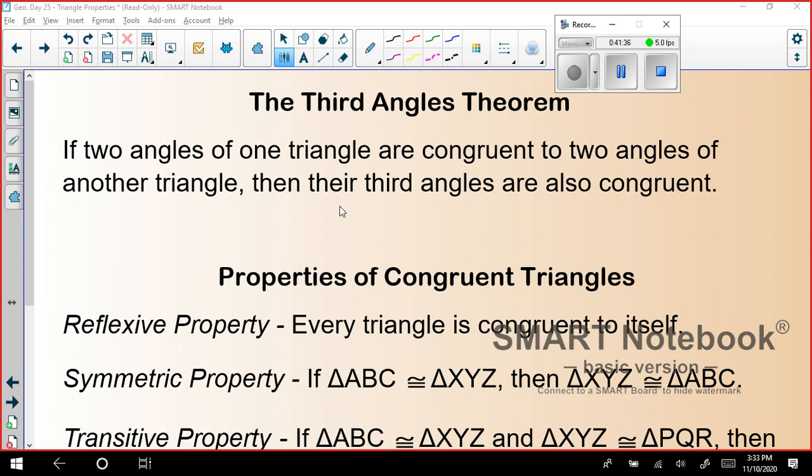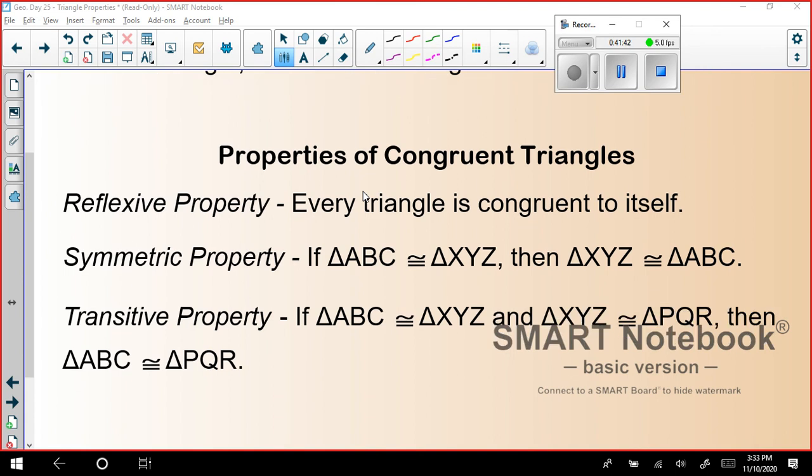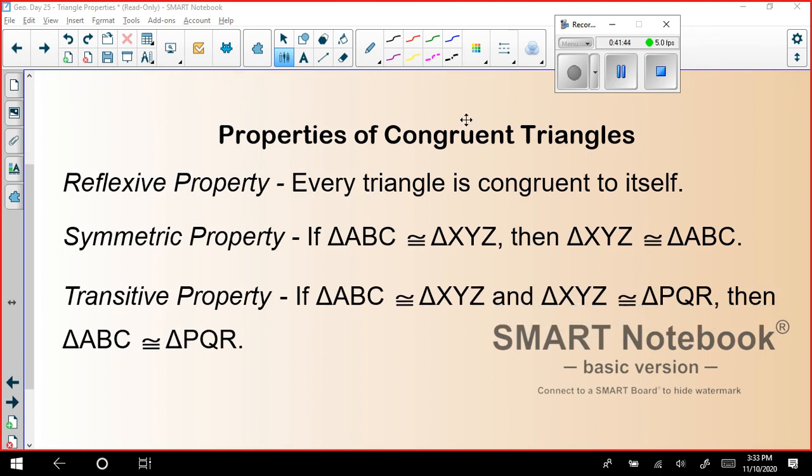Note this one, very important. And the other properties that we studied for side length and angle congruence will also hold good for triangle congruence. We can say that each triangle is congruent to itself by reflexive property. And by symmetric property of congruent triangles, if triangle ABC is congruent to triangle XYZ, then triangle XYZ is congruent to triangle ABC.